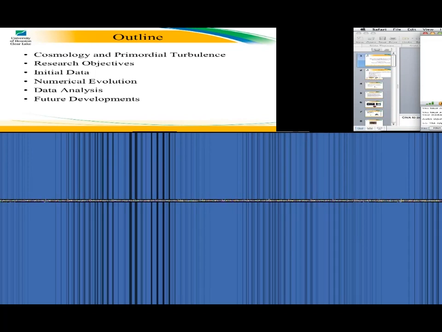So this is a brief outline. First I want to go over a basic review of some of the cosmology and the primordial turbulence, and also a little background about gravitational waves and what they are, just as a reminder. Then I would get into the research objectives, talk about what we need to do for initial data, how the numerical evolution works, what needs to be done for data analysis, and other future developments. This will also include a few test results that we have so far, from me and some of the graduate students who have worked on this in the past.